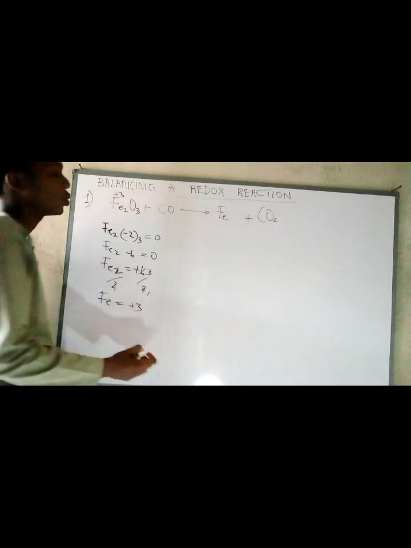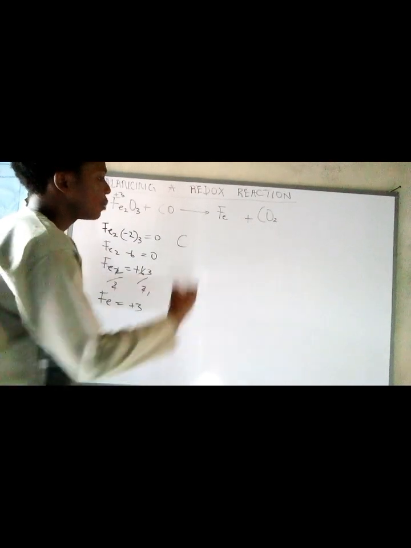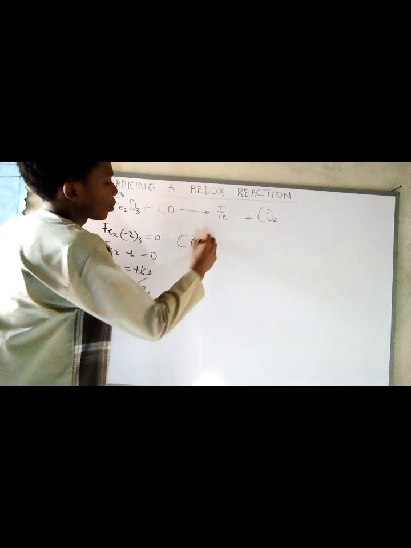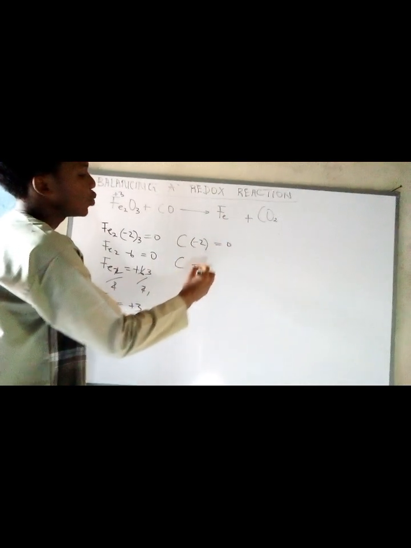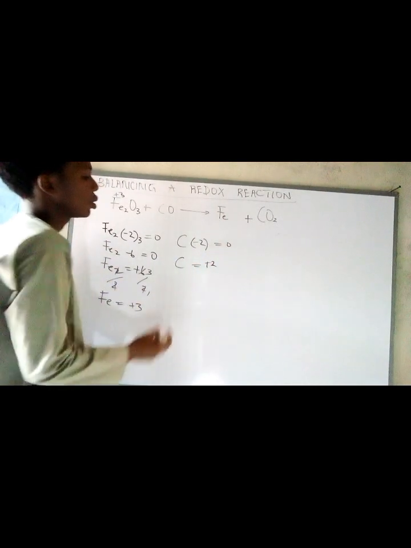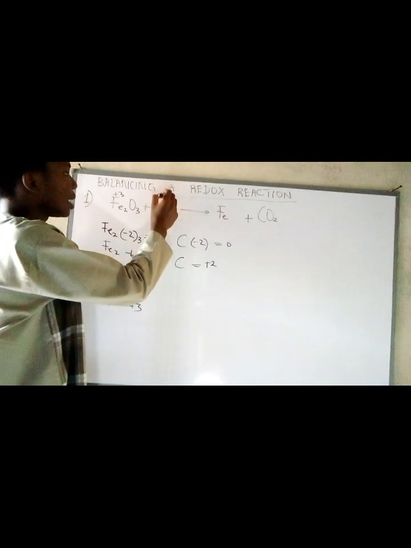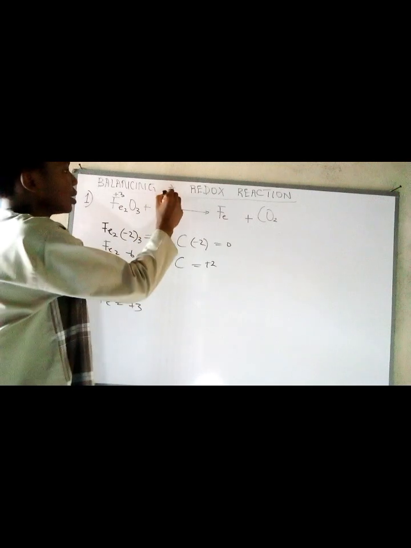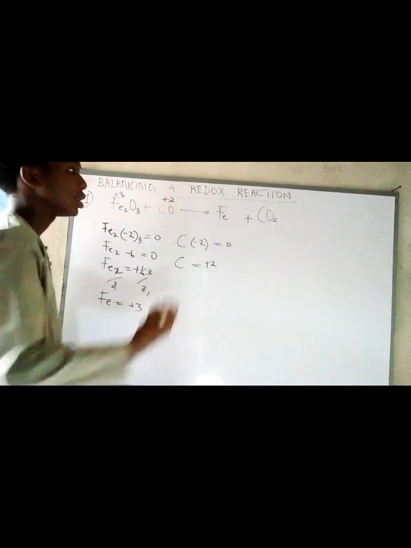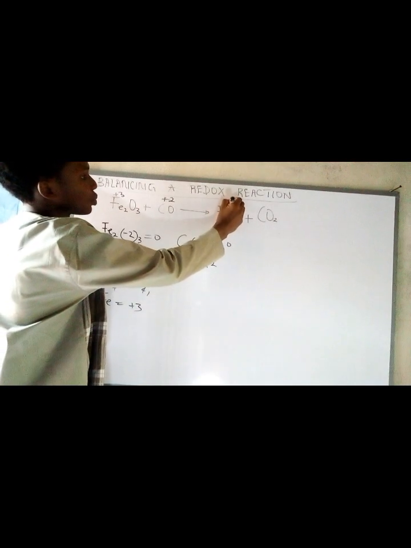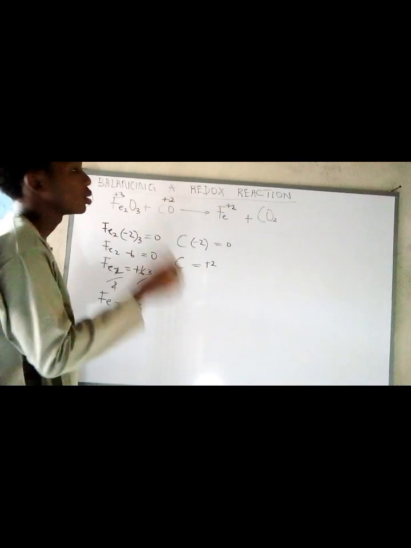Now we move on to CO. We know the oxidation number of oxygen to be -2. So C plus -2 equals 0. If this -2 moves to the other side of the equation, it will be +2. So carbon in CO, that is carbon monoxide, is +2. Iron here originally is +2. Alright, so we're moving on.